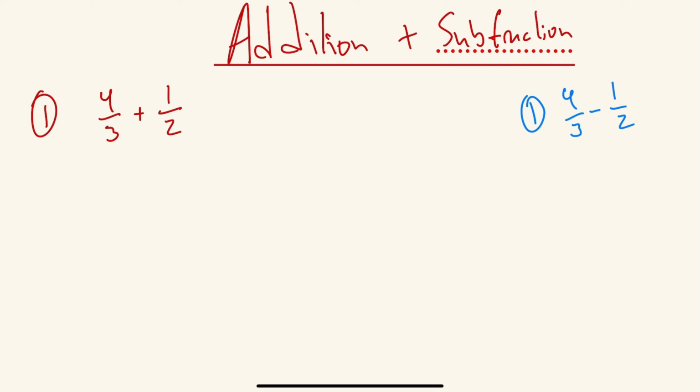So let's begin. The easiest way you can do this is via cross multiplication. In this case, you do 4 times 2, which equals 8, over 3 times 2, which equals 6, plus 3 times 1, which equals 3, over 6 again. Therefore, now you can add them. 8 plus 3 equals 11, and 6 plus 6 remains 6, as that's the denominator. So this is the final answer.